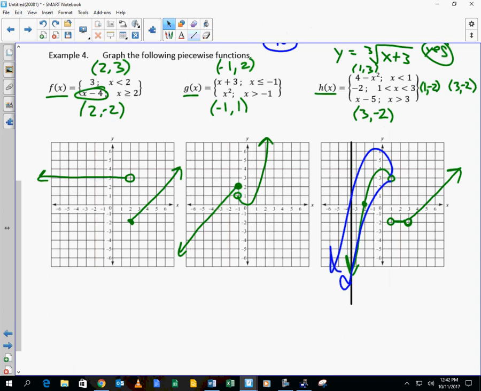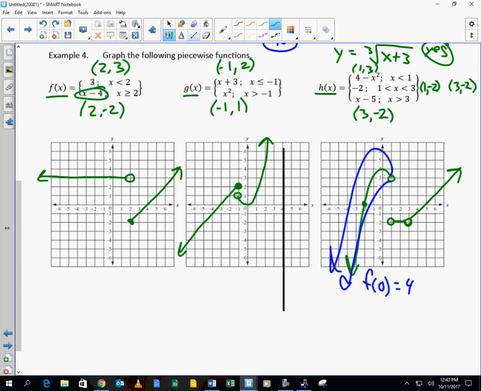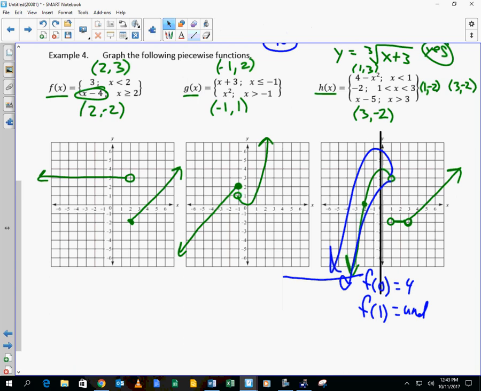Now, if I ask you this question, what is f of 0? What would you tell me? It's 4. You plug in 0, you get 4. What if I said, what is f of 1? It's undefined. Yeah, there's no value for that. Okay, 1 is not part of the domain. If you look at 1, there's no defined function value for that.